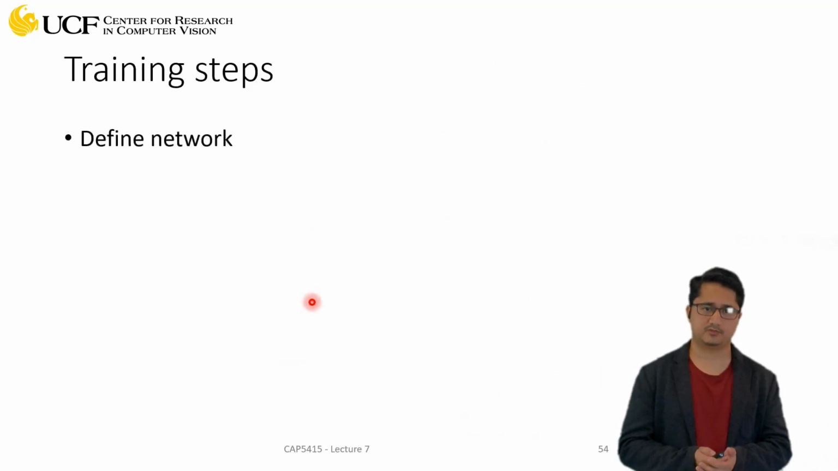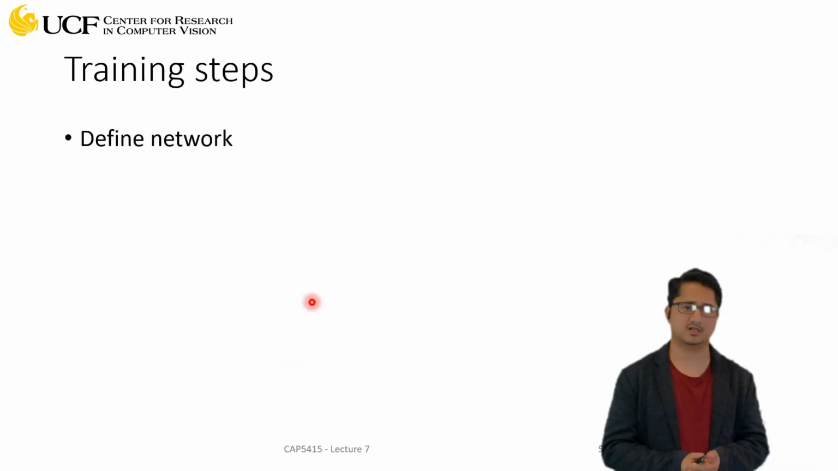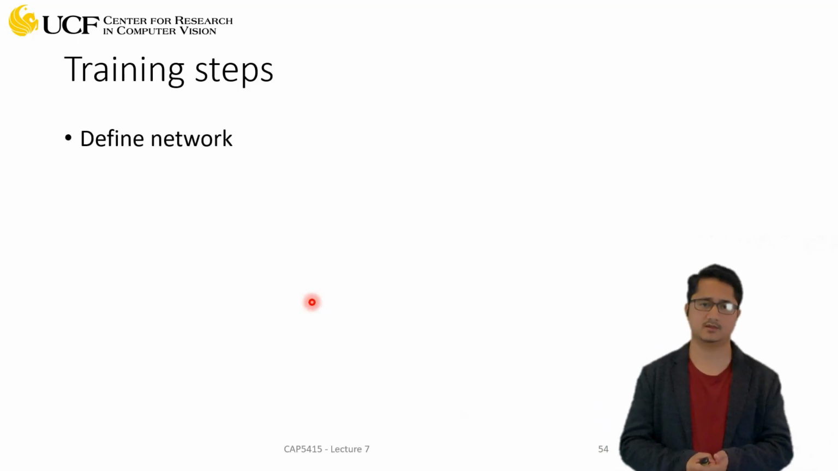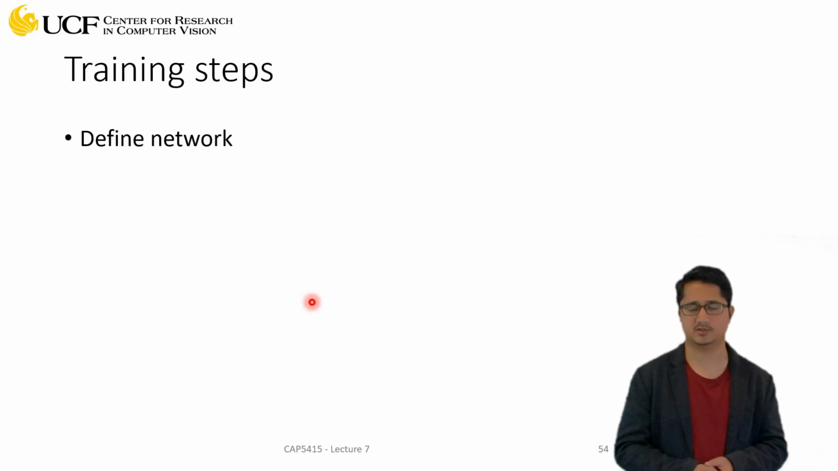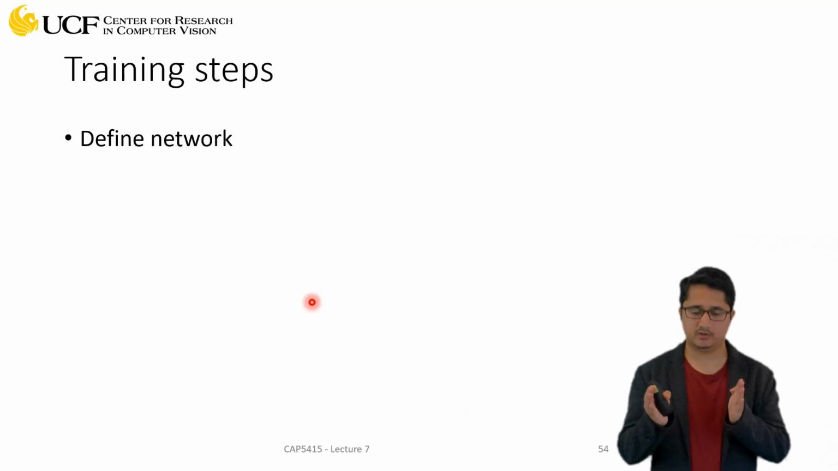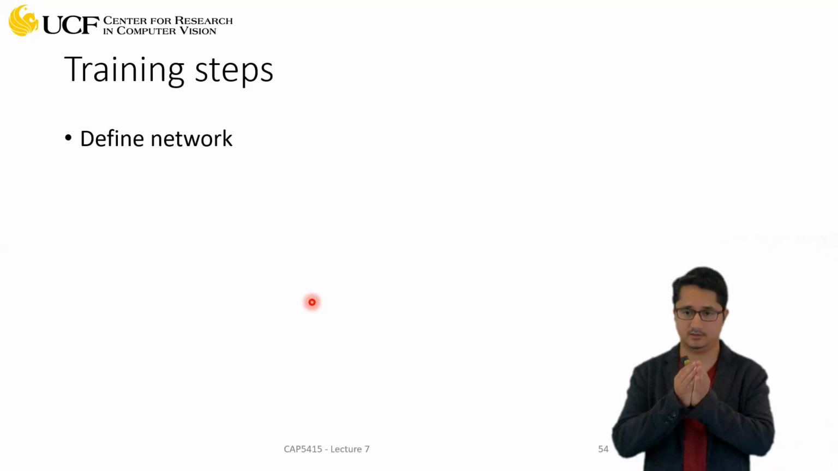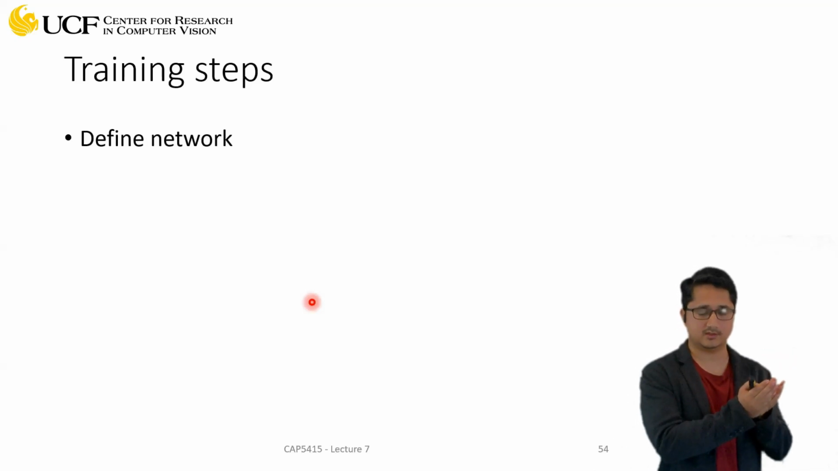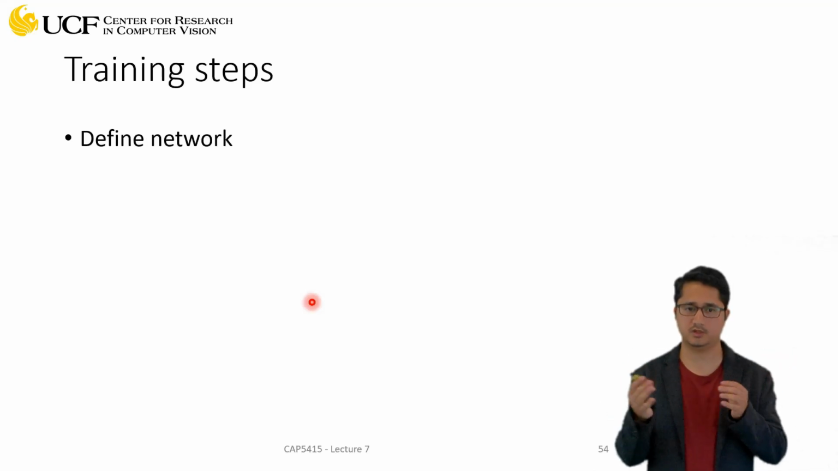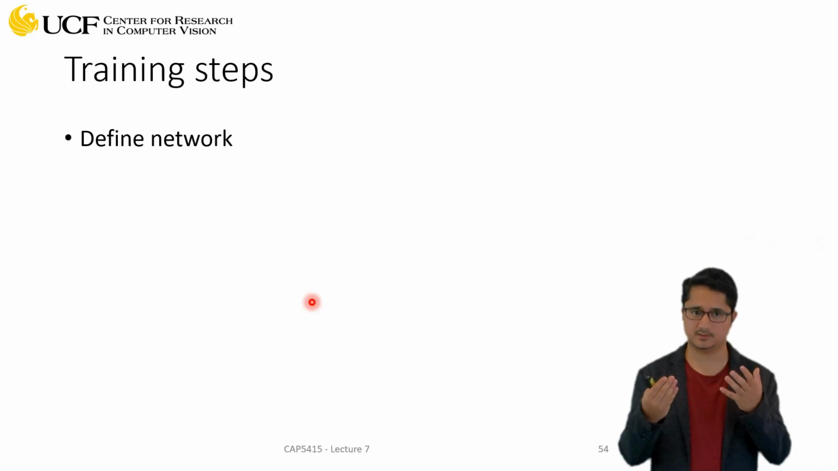Okay, so those were the different key aspects which I wanted to discuss. Now let's follow the training steps. So what you do is you have the problem, you know what problem to solve, so you know what your network's input and output will be. And depending upon that, you will first define your network, the architecture of the network.